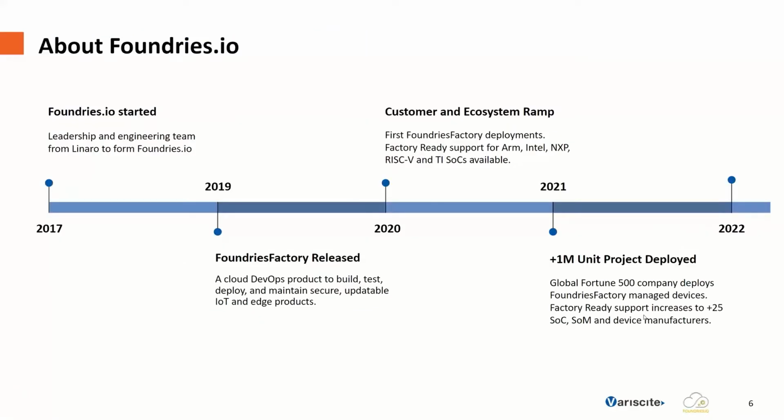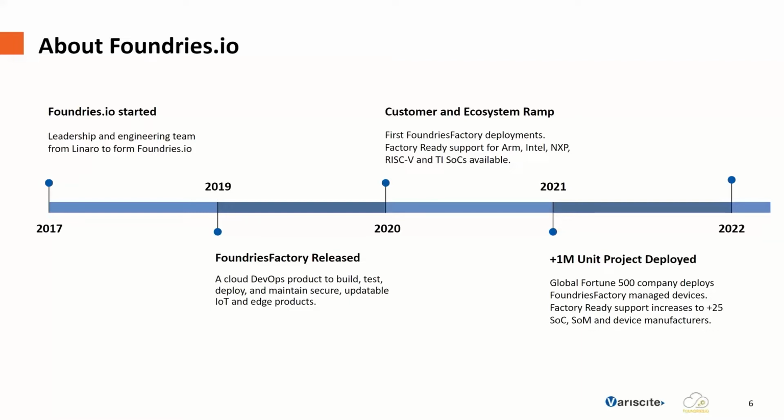Thanks, Tyler. Great, thank you, Tal. So I want to quickly talk about Foundries.io. I'm sure you're all very familiar with Variscite, so just a little introduction about our company. In 2017, we founded Foundries.io. We actually spun out of Linaro, which is the open source ARM division working on ARM SoCs. Then in 2019, after spending 2 years working on our product, Foundries Factory, a cloud-hosted, fully managed DevOps product to build, test, and deploy updatable IoT and Edge products, that was really our vision there. We then spent 2019 to 2020 ramping up customers and getting the ecosystem on board.